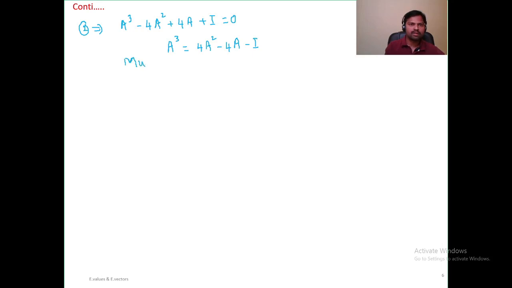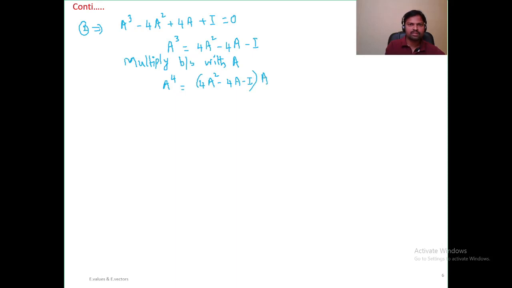So multiply both sides with the matrix A. Then what will we get? A power 3 into A is A power 4. And here 4A square minus 4A minus I into A.